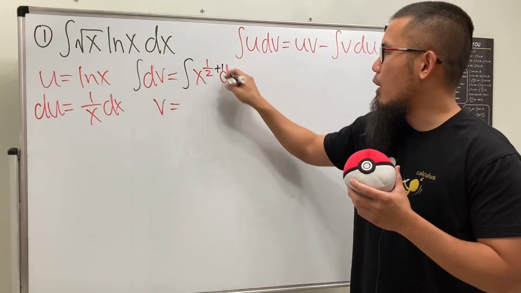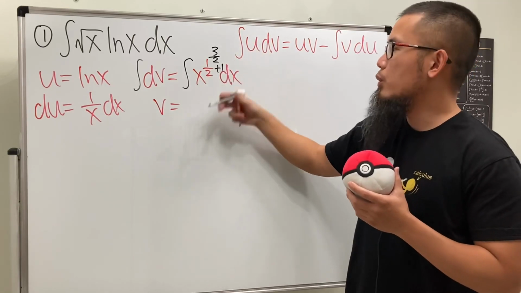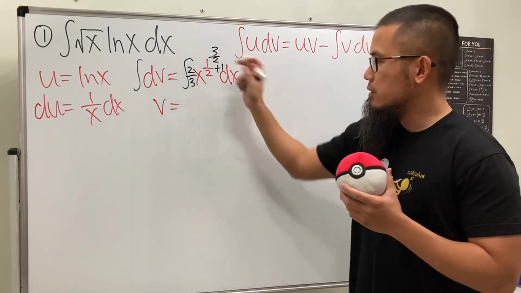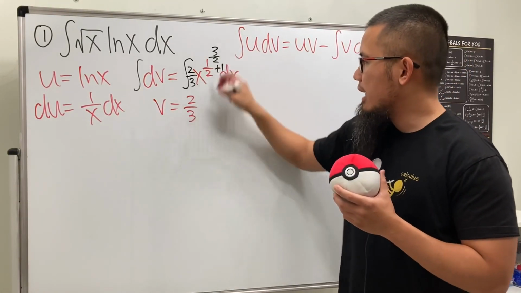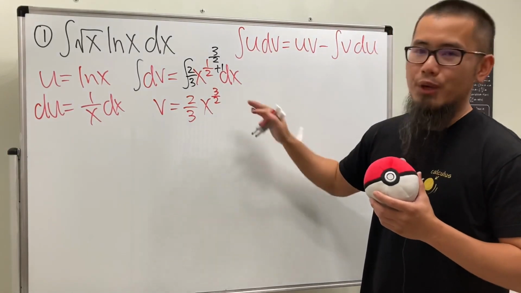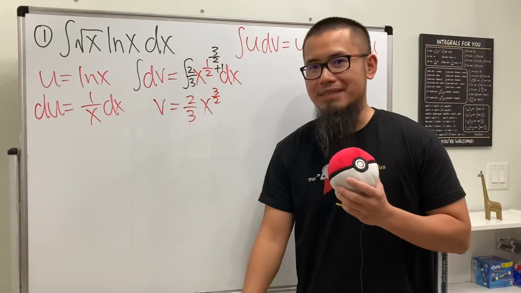We add 1 to the power, which will give us 3 over 2, and divide by the new power, which is the same as multiplying by its reciprocal, that's 2 over 3. So we put down 2 over 3, x to the 3 over 2. And when you integrate this part right here, you do not have to put down the plus c. Only put down the plus c for the final answer.